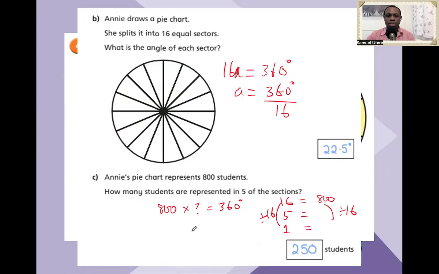So 800 divided by 16. 16 divided by 4 is 4. 800 divided by 4 will be 200. 4 divided by 4 is 1. 200 divided by 4 is 50. So to get one sector is equal to 50 students, it represents 50 students. So 5 of the sectors would be 250 students. You can also use the pie chart method to do this, but I prefer this one, okay? Using proportion to do it.